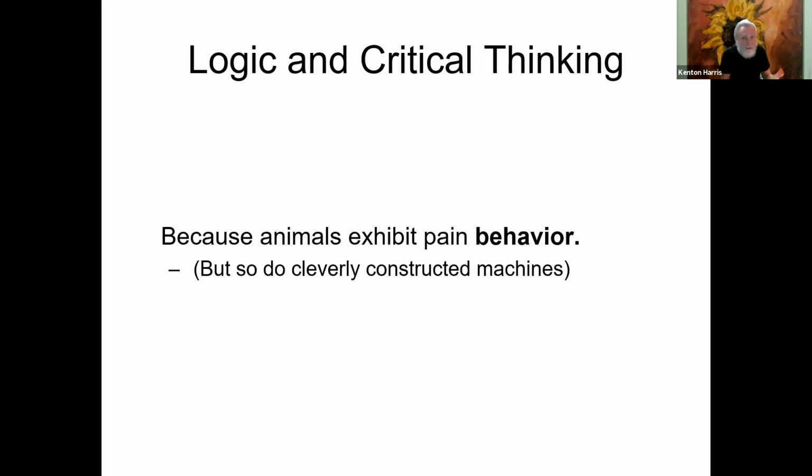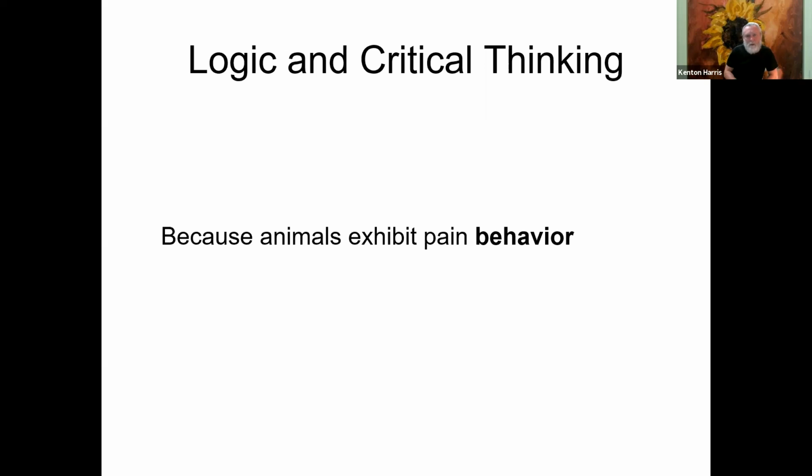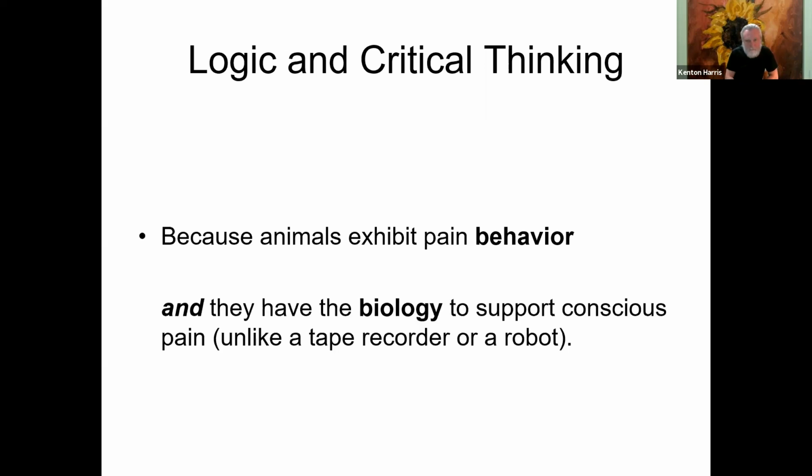Now, it's making sounds that if I made those sounds, you might think I was experiencing pain, but you don't think the MP3 player is experiencing pain. Or maybe Siri is saying, please don't shut me off. I don't want to die now. You don't really think Siri is actually expressing volition or wishes, even if there's something like the conscious behavior that she's experiencing. So animals not only have the behavior, they also have the biology to support conscious pain, unlike a tape recorder or a robot, etc. Right?